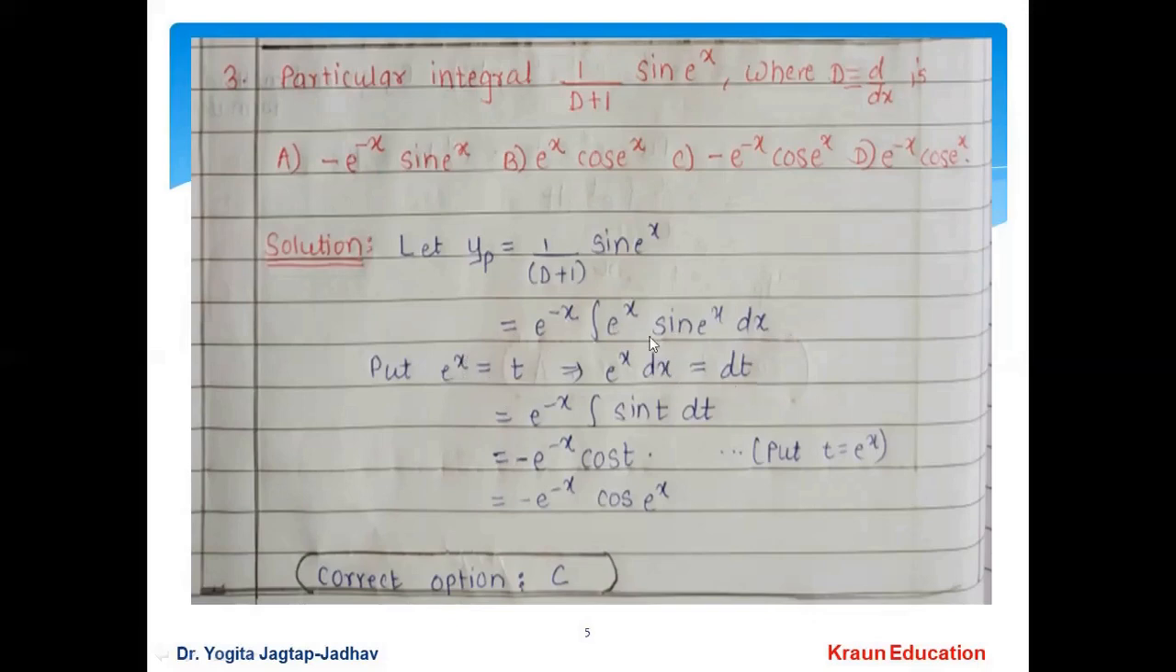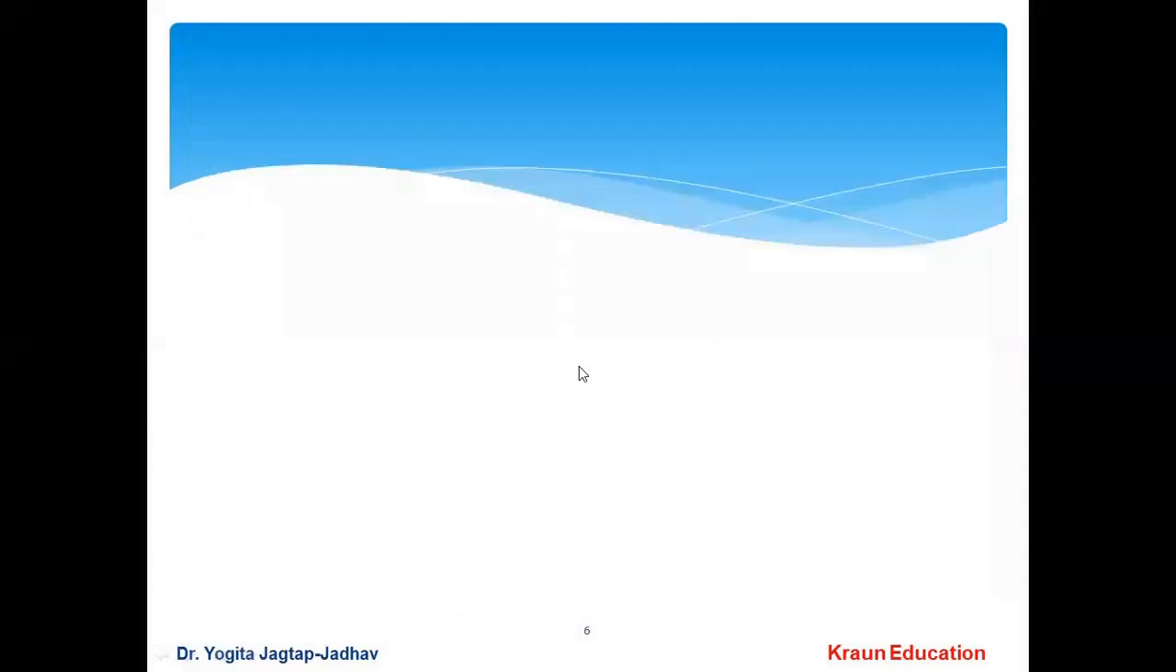Again, using this substitution in the integration, we find the term as integration of sine t, because e raised to x dx forms the dt, and here e raised to x is equal to t. Therefore, we have simply integration of sine t, and we know integration of sine t is minus cos t. Again, replacing the value of t as e raised to x, we get minus e raised to minus x into cos of e raised to x. Therefore, C is the correct option.